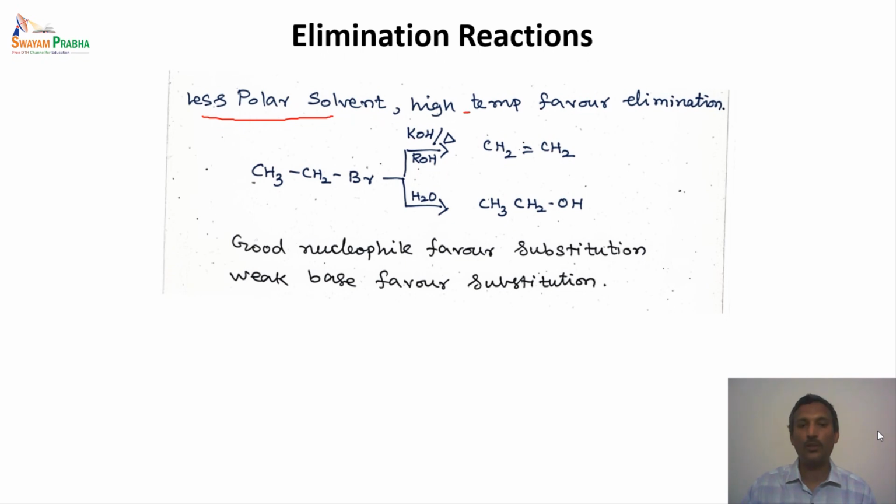And a less polar solvent and high temperature basically favor elimination. So if you have an alkyl halide, KOH in water at room temperature generally leads to substitution. The Br is replaced by OH. So this happens at room temperature. But when we use a base and heating, this leads to an elimination reaction. So this is the difference due to the solvent and the high temperature. And basically a good nucleophile favors substitution, whereas a strong base favors elimination.